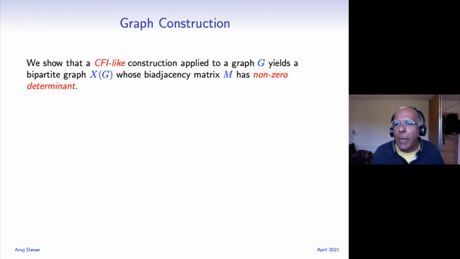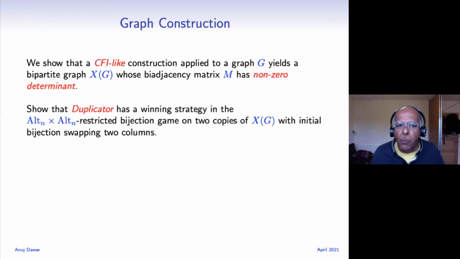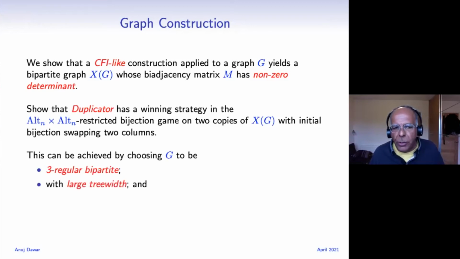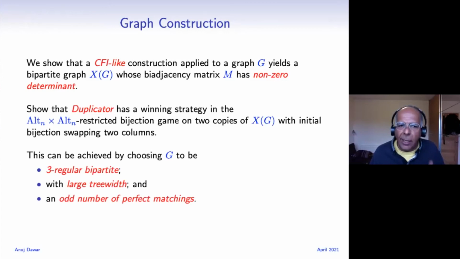And then we show basically a winning strategy for duplicator in this restricted game, which is on two copies of the same graph, but with an initial bijection which swaps two elements on one side of the bipartite graph. And it turns out we can show this as long as the initial graph G satisfies a number of properties. It has to be itself a three regular bipartite graph with large tree width and an odd number of perfect matchings.